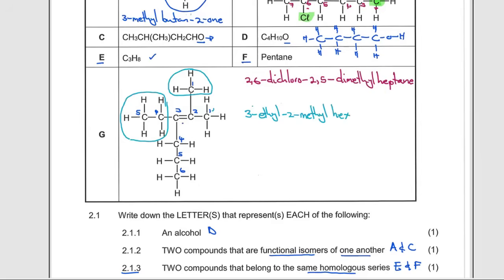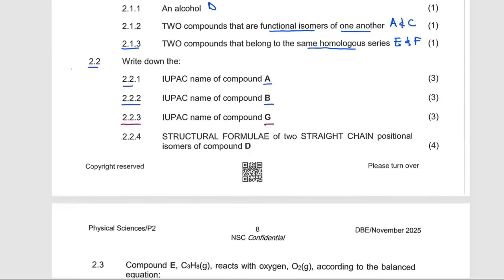Then I also need to identify where we find this double bond, right? So this is the first bond, and then this second bond. So I'm going to say dash 2 dash, then it's an alkene. Therefore the suffix is going to be what? ENE. Then moving on to the next question, which is 2.2.4. They're saying write down the structural formula of 2 straight chain positional isomers of compound D, right?